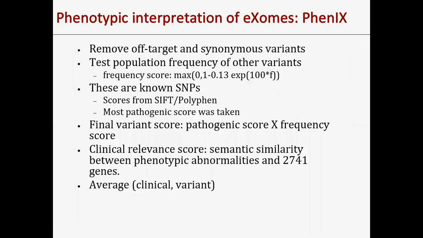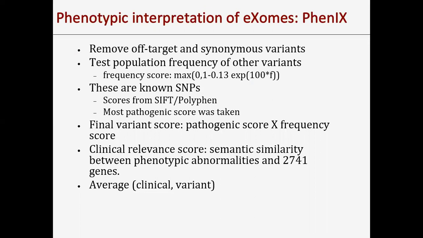The phenotype interaction of exomes, Phenex. This removes the off-target and synonymous variants. It tests the population frequency of the other variants. And there are some known SNPs, which will be scored through SIFT and PolyPhen. SIFT and PolyPhen are the databases which will give you the functional prediction of your variants, whether it is pathogenic or non-pathogenic, like which kind of effect it will show. So this will be for the functional annotation.